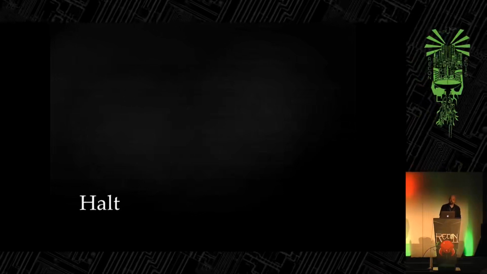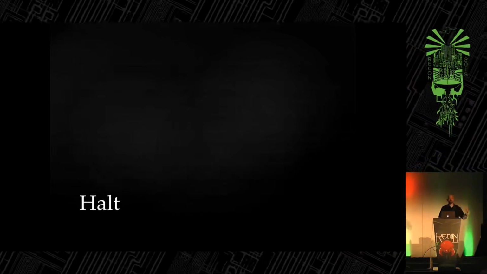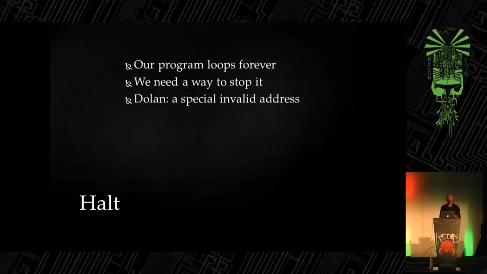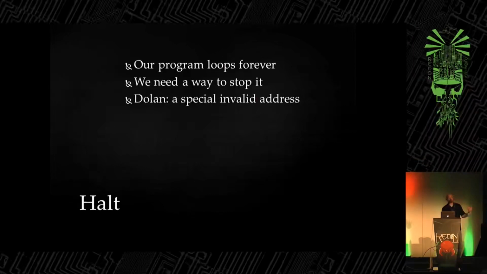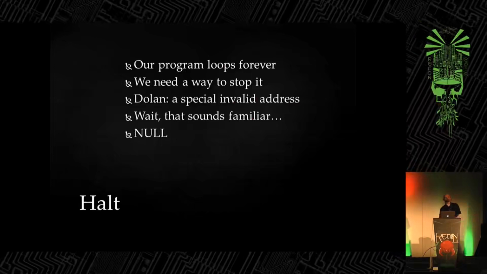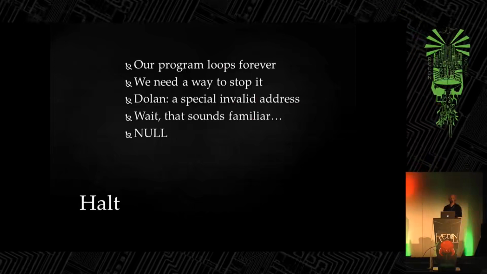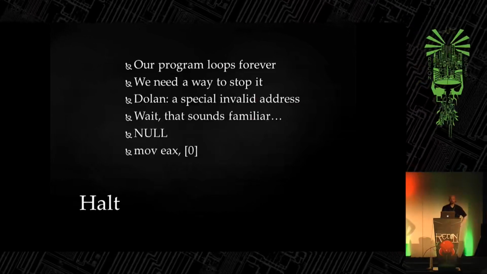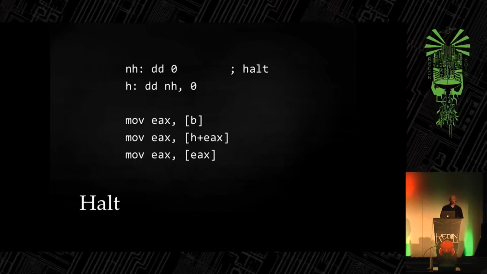We need a way to stop our program if we're just executing these moves in a continuous loop. We've got to have some way to stop this whole thing. Right now, our program loops forever. Fortunately, Dolan figured this out for us. He said, assume we've got some invalid memory address, and when we access it, the program stops. That should sound kind of familiar. That's basically just null. When we access null, our program stops. It's a seg fault. It's not the cleanest way to stop, but it stops. So we'll use null as a convenient way to just stop our program execution. All we really got to do is try to access the null pointer in order to halt execution.